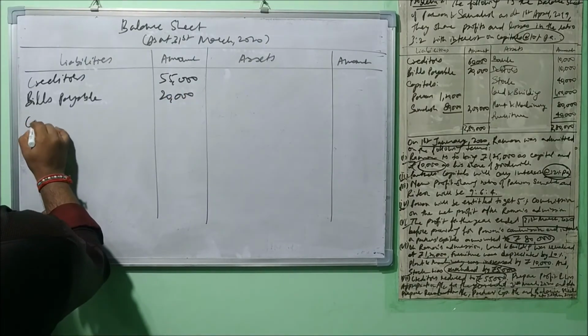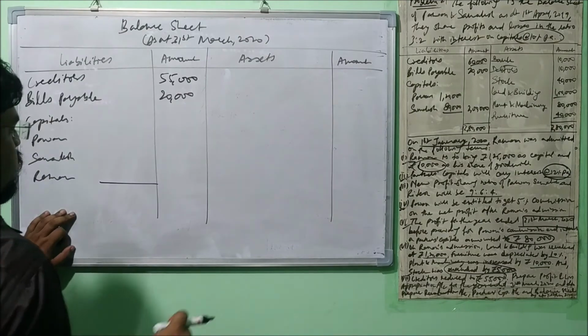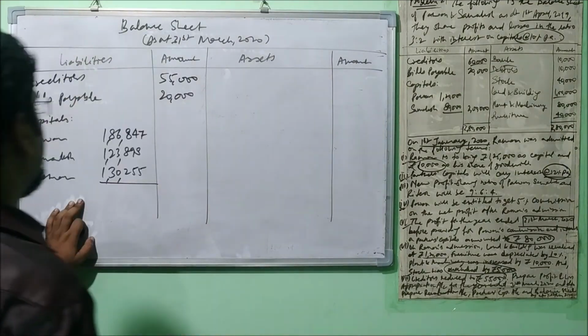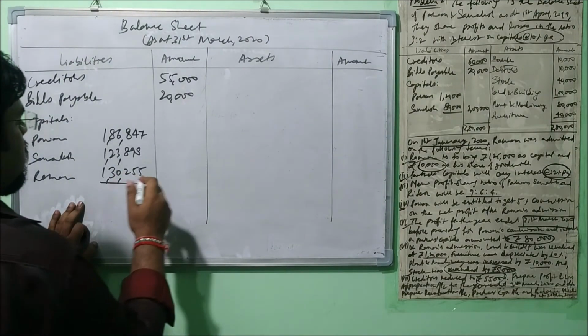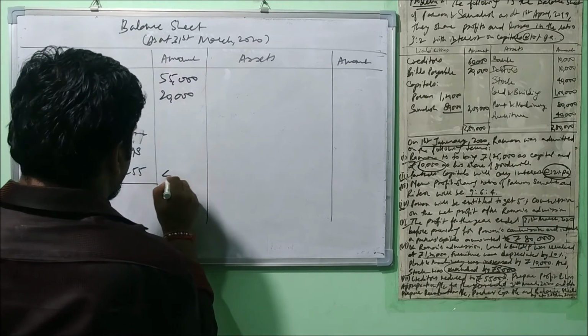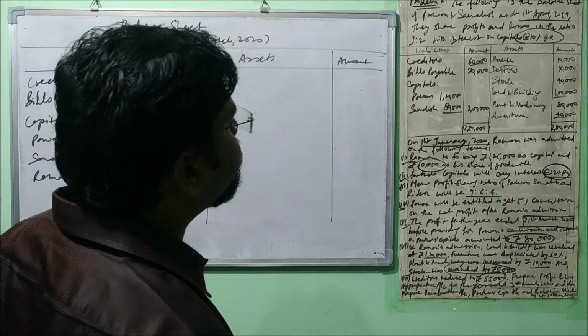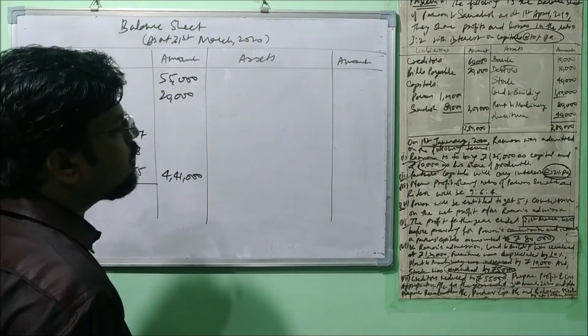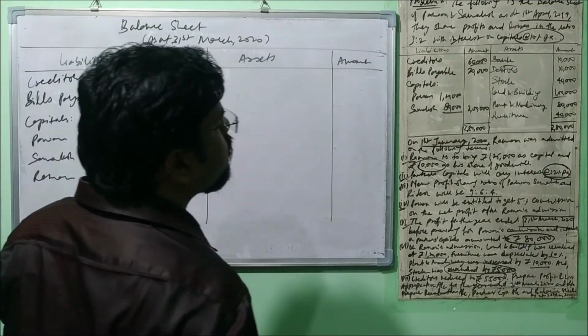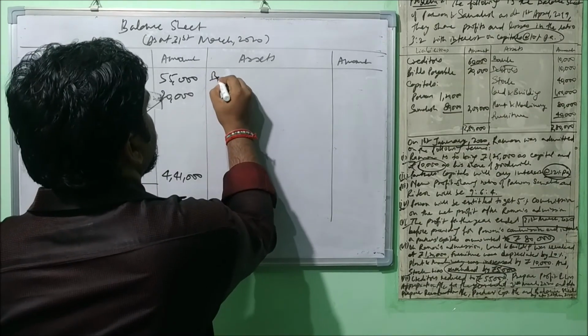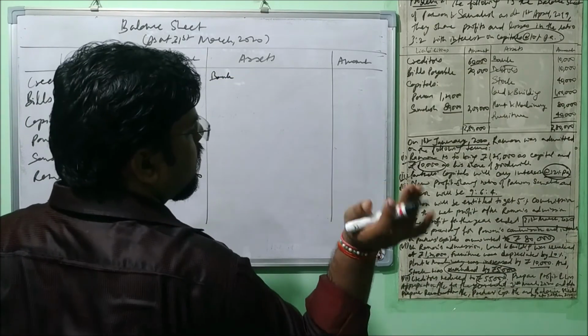Alright. Now capital. So the capital balances will be put here. Okay, so these are the capital balances. Now let's make the total of this. The total comes out to 4,41,000. Alright. Now let's move further. No other item is there on the liability side. Now let's talk about bank. We will calculate that later, at last.